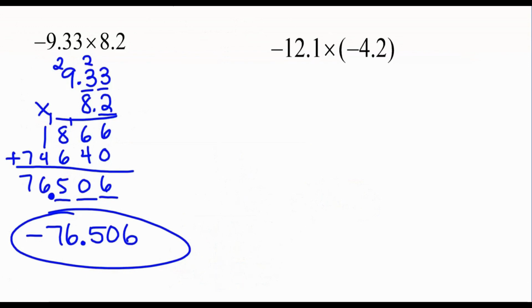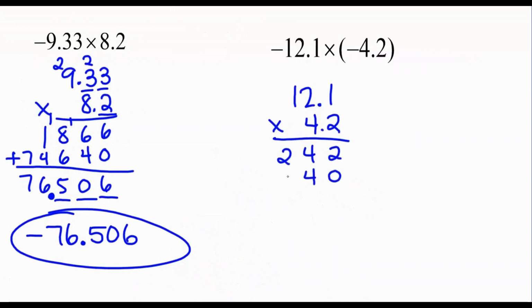Next, 12.1 times negative 4.2. This is a negative times a negative, so I know that my product is going to be positive. So I'm just going to multiply these numbers without the negatives, because I know this is going to end up to be positive. 12.1 times 4.2. 2 times 1 is 2. 2 times 2 is 4. 2 times 1 is 2. Add a 0. 4 times 1 is 4. 4 times 2 is 8. And 4 times 1 is 4. Add these together. 2, 8, 10, carry the 1, 5.